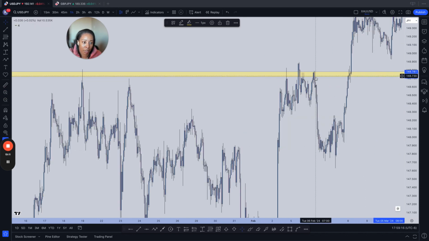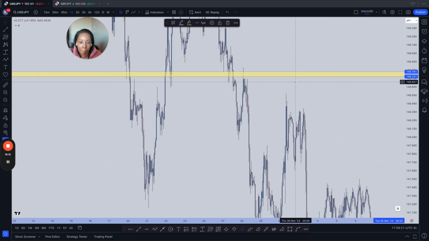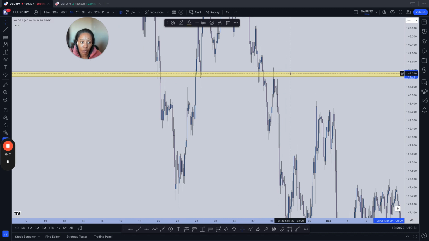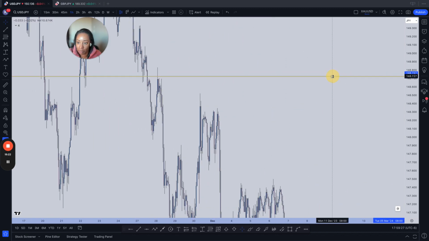Okay, I like that better. Okay, cool. Oh, you know what? I like this little level right there too. So I'm just making adjustments.